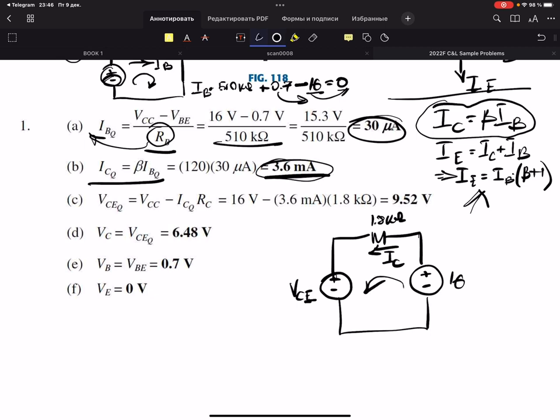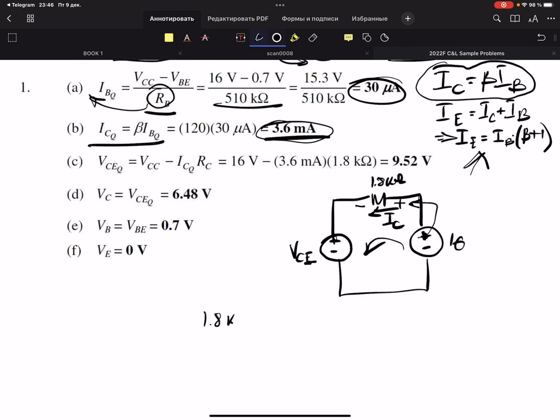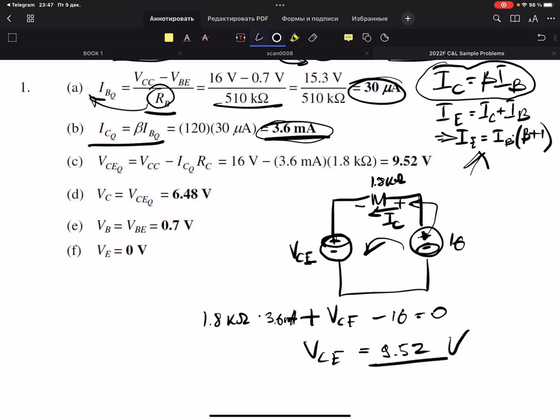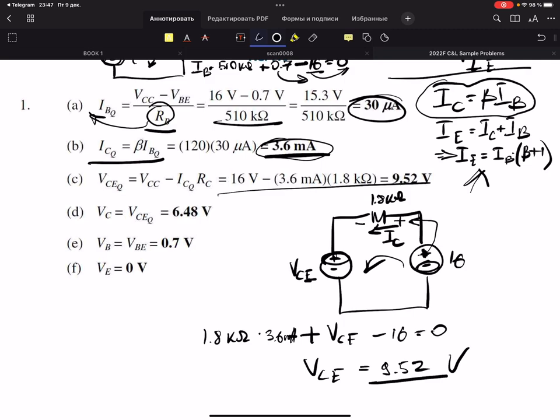So you do KVL. Current flows in this direction, and KVL also in this direction. This is plus minus because the current goes out from plus and should enter the same polarity, plus. So it's plus 1.8 k ohm multiplied by IC. Actually, instead of IC, let me write here just the value of IC, in milliamperes. So plus, and then what? VCE is not given. We have to find this. Then minus 16, and it equals 0. So overall, as you can see, VCE's value is going to be 7.52. Then you have to find VB, VBE, and the rest of the stuff, I think, is easy.